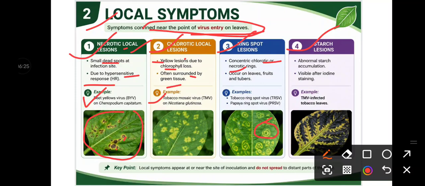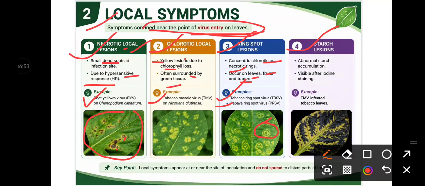Here in the photo you can see these rings are formed in a concentric pattern, one over another, one around another. They may be formed over leaves, fruits or tubers. Examples of viruses producing necrotic lesions are tobacco ring spot virus and papaya ring spot virus. These ring spots are generally produced on fruit, leaves, tuber, at any part.